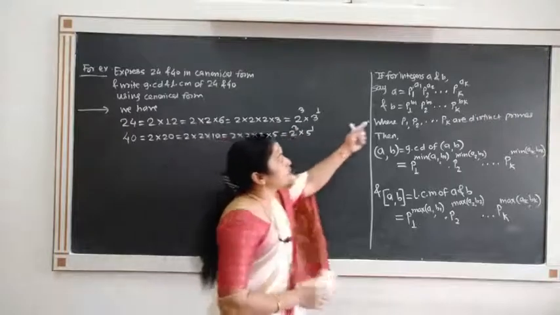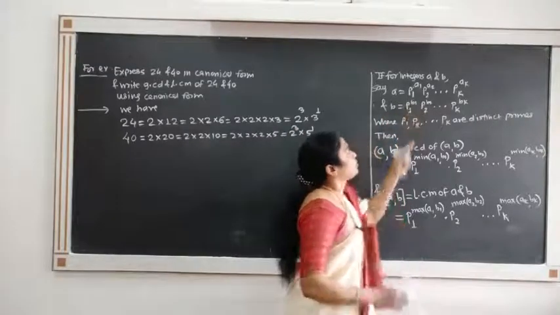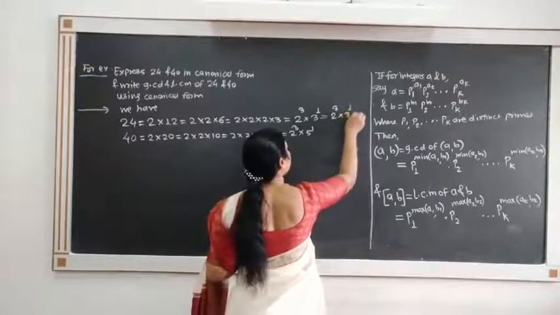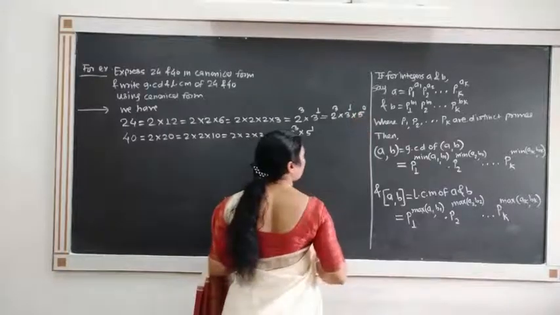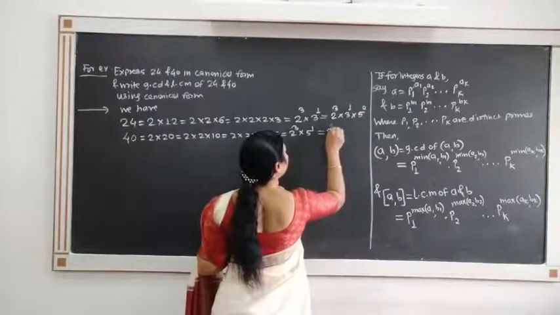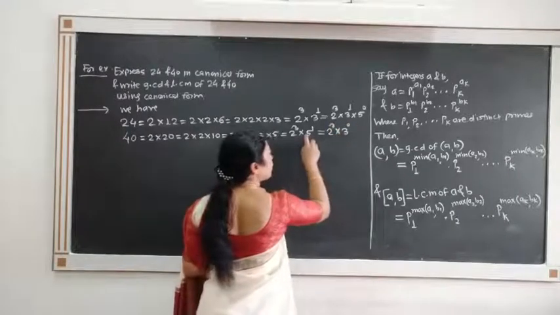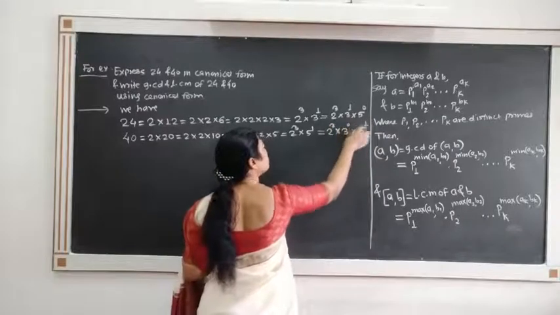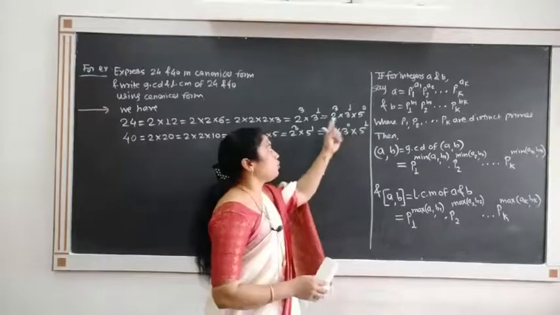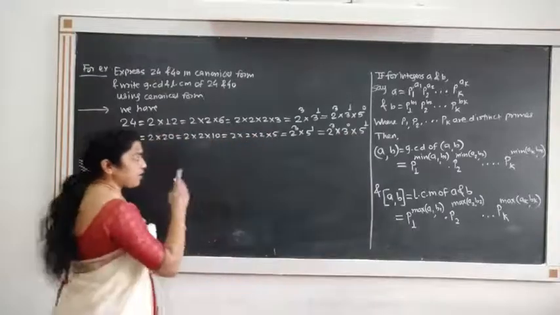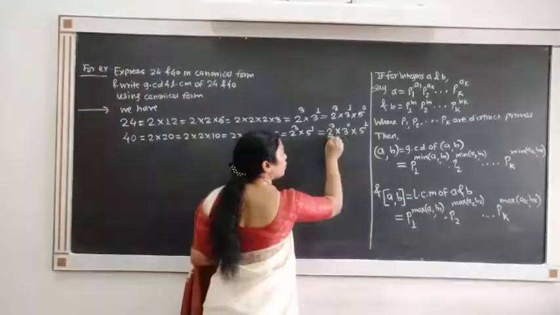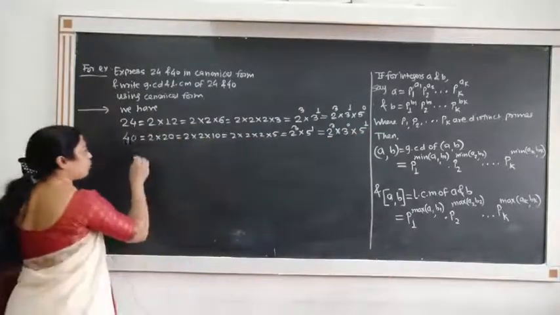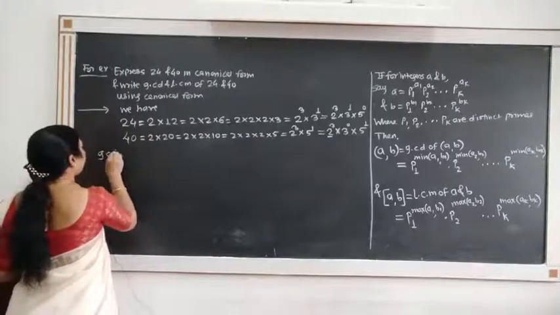Now we will write this with the same primes, and therefore 24 is written as 2 cube into 3 raised to 1, there is no 5, so we write 5 raised to 0. Here we write 2 cube, there is no 3 power, so 3 raised to 0, into 5 raised to 1. Observe that we take the primes to be the same, 2, 3 and 5. The powers are different. And then once you write the given numbers as products of the same primes, we have what is the GCD of 24 and 40.